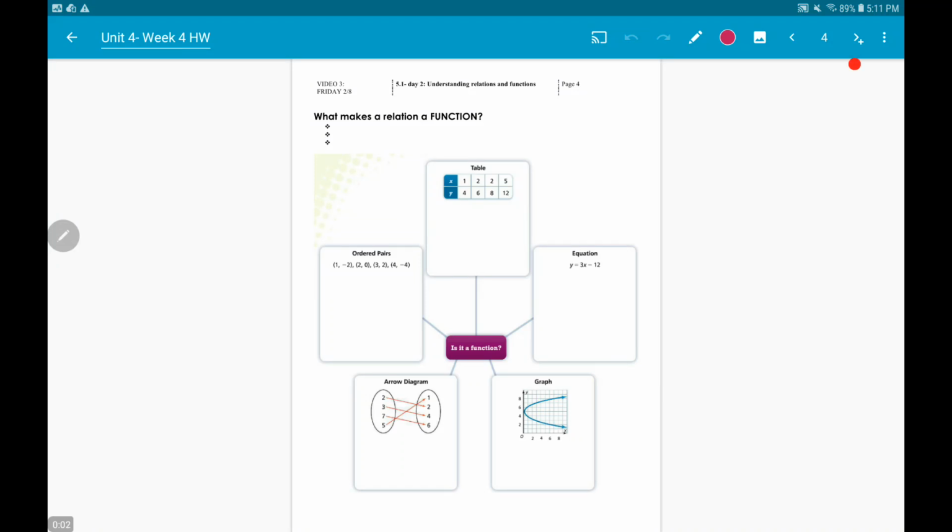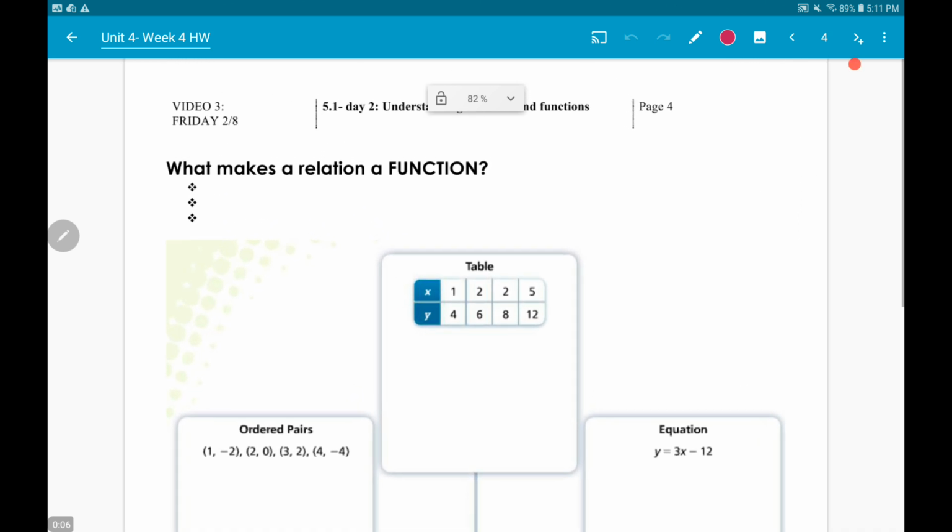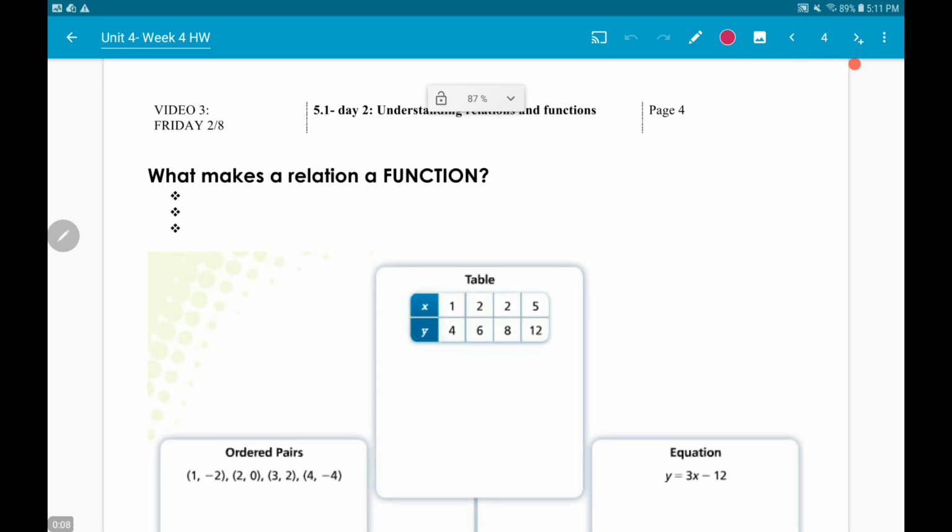So we started a new unit today, and this is going to help us with our practice tomorrow. What we're going to be talking about this unit is functions. So what makes a relation a function?